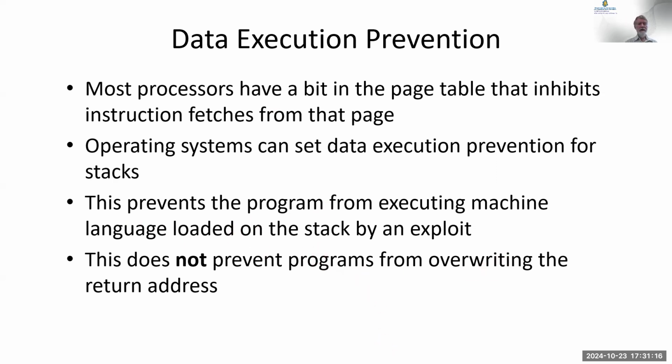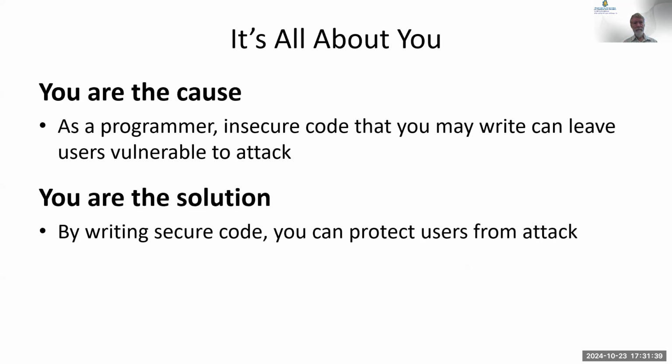Typically, the operating system will set data execution prevention on all parts of the program that are not supposed to contain instructions. So the instruction segment will allow execution, but the globals, the stack, and the heap will not allow execution of a program from that location. So our example that we used will not work correctly. It's one of the features they can do to stop it. And again, if you're the programmer, security is all about you. You can write a program that's insecure and put your organization at risk, or you can write secure programs and save the day.